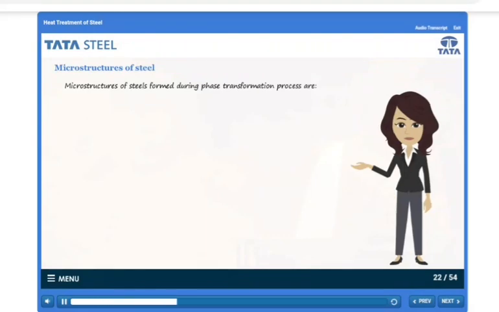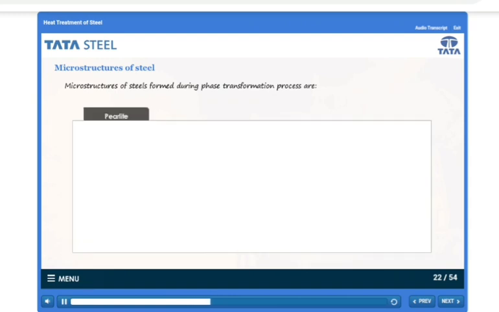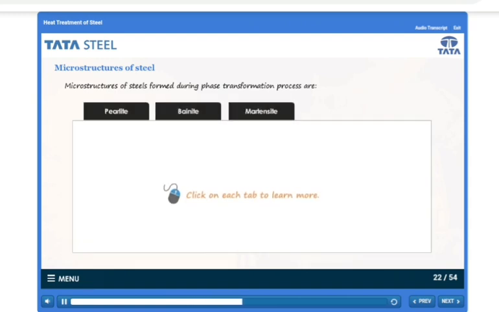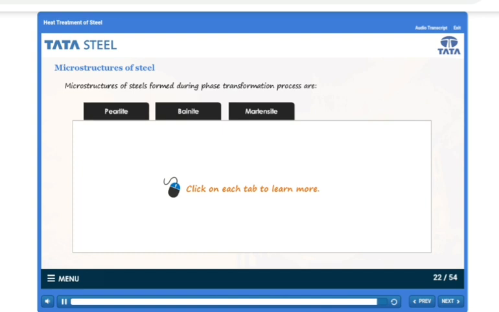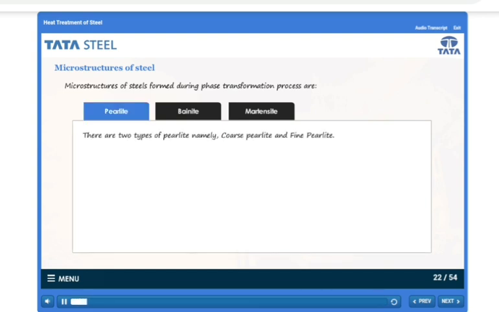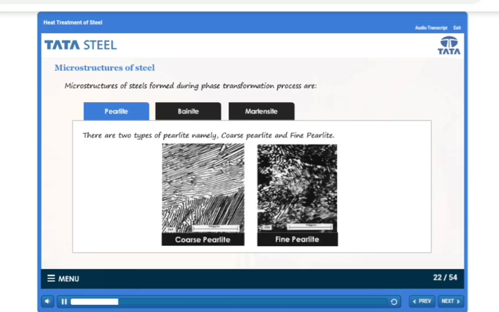You have seen the phase transformation of steel under different conditions. You have also learned that during the phase transformation process, different microstructures of steel are formed. Now we will learn more about these microstructures. Click on each tab to learn more. Pearlite. There are two types of pearlite, namely coarse pearlite and fine pearlite.